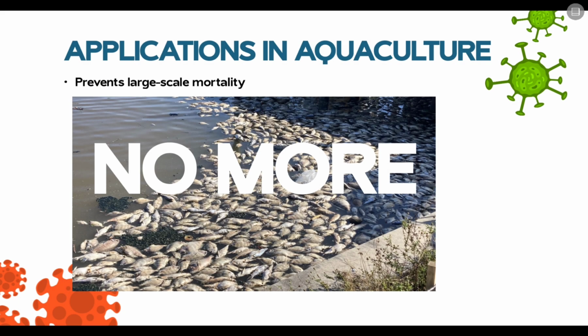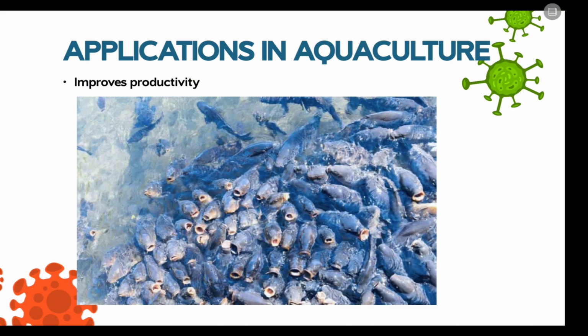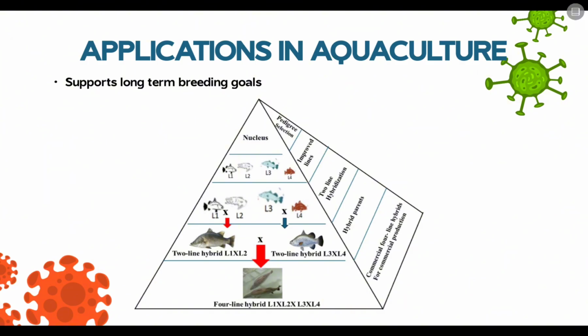And the next is applications in aquaculture. It prevents large-scale mortality, reduces chemical treatments, improves productivity, and supports long-term breeding goals. Applying genetic resistance in aquaculture leads to strong, disease-resilient populations. Farms experience fewer outbreaks, meaning less reliance on antibiotics or chemicals. This results in higher yields, better fish quality, and improved economic stability. Over time, incorporating disease resistance into breeding programs ensures sustainable and profitable aquaculture operations.